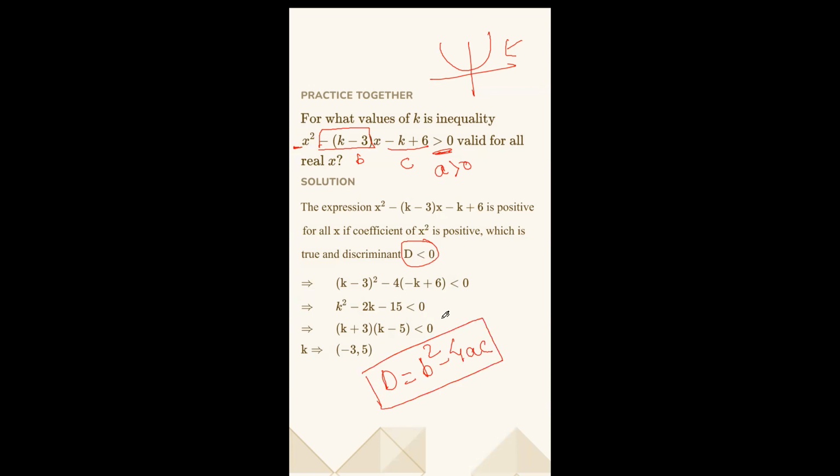Now, if we write it down here, our b is −(k − 3), so b² is (k − 3)², minus 4 times a, which is 1, times c, which is −k + 6. If we keep on solving the equation, we get (k + 3)(k − 8) less than 0. So for k within the range −3 to 5, the expression is valid. So for what values of k is the inequality valid for real x? For k belonging to (−3, 5). I hope this was clear.